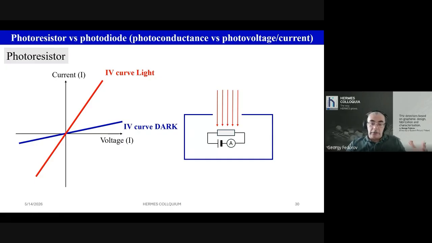So in order to detect light with this type of detector, you need to bias them. So you need to waste some energy on feeding this current through the detector.